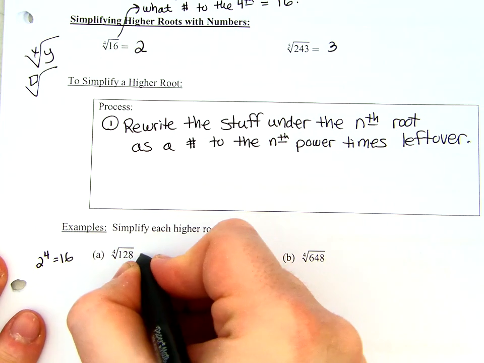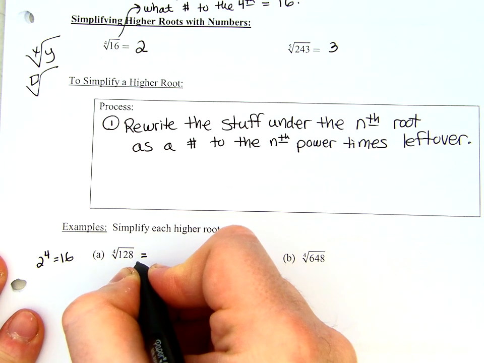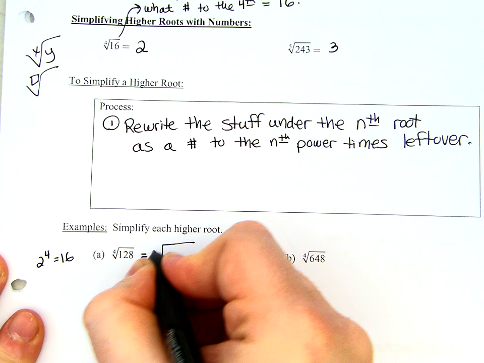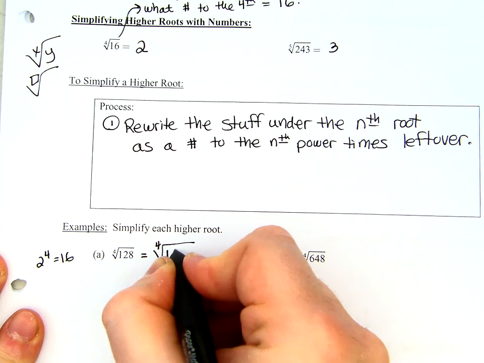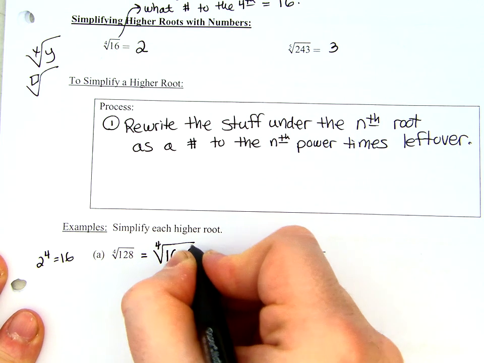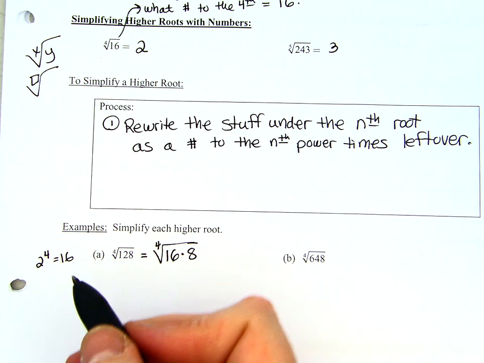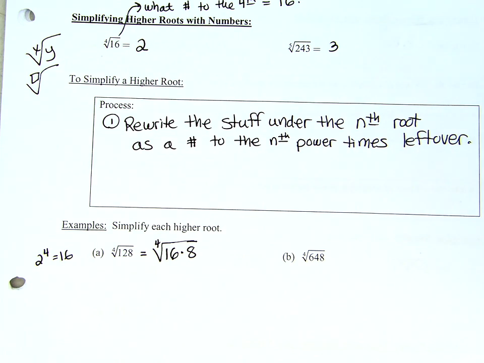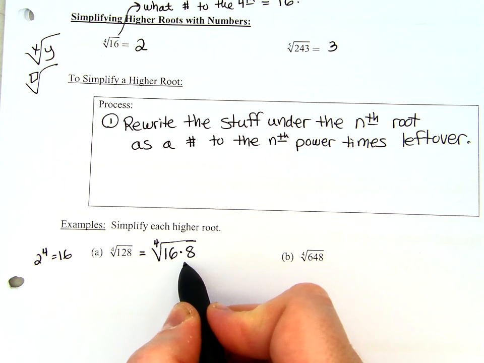Okay, well, what is 128 divided by 16? Okay, so I'm going to break this down as the fourth root of 16, because that was a perfect fourth, because I got that by trying to make my list, and I only had to go to the first number. We're not usually going to have to go very far in these. Times I was left with 8.